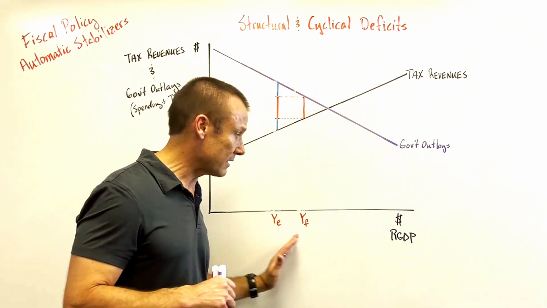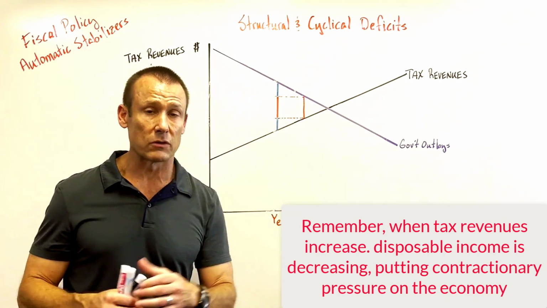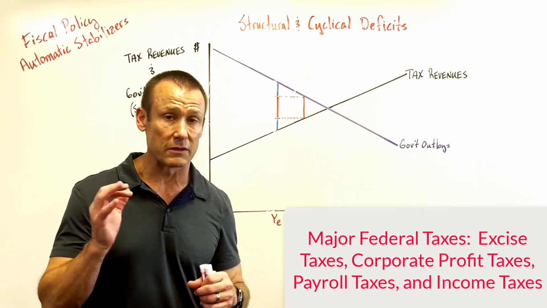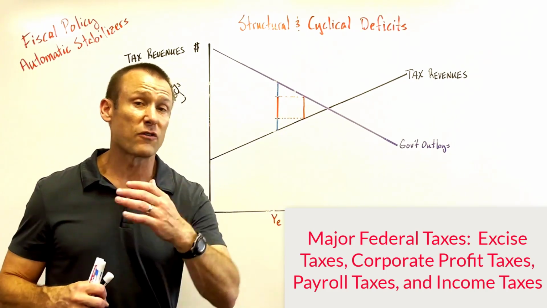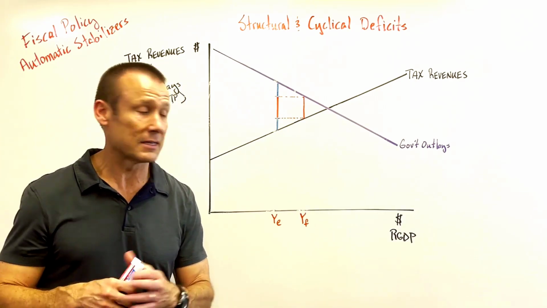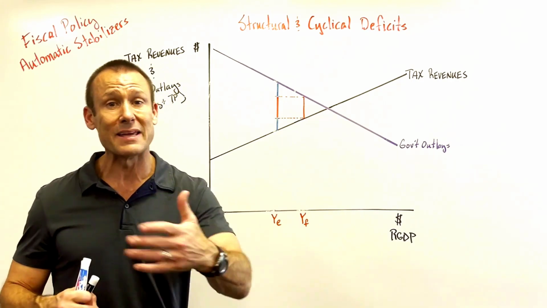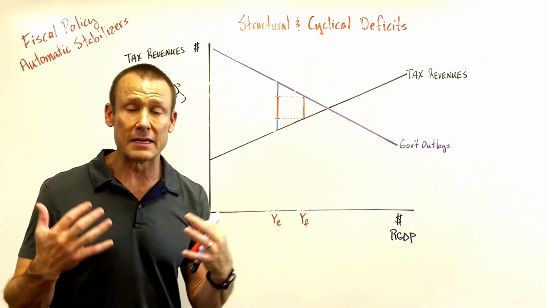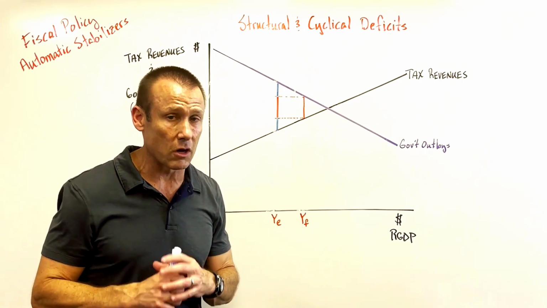Why do they increase as the economy gets better, okay? Because our major taxes, at least at the federal level, are sales and excise taxes, mainly excise taxes, not a whole lot of sales at the federal level, but then corporate profit taxes, payroll taxes, and income taxes. For all of those types of taxes, as the economy gets better, corporate profits go up, the number of people on a payroll goes up, and income goes up, we get more tax revenues. So you can see those tax revenues increasing. And also we have more sales, and therefore we have more revenues from excise taxes also.